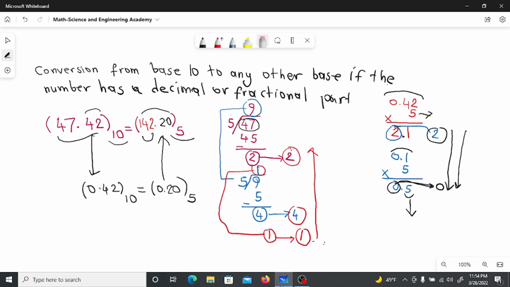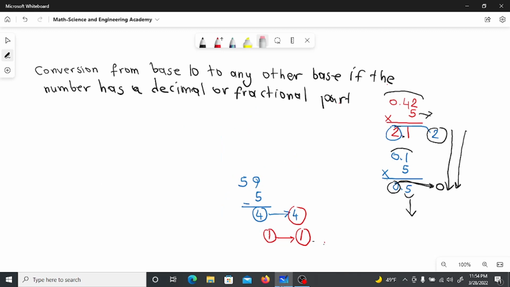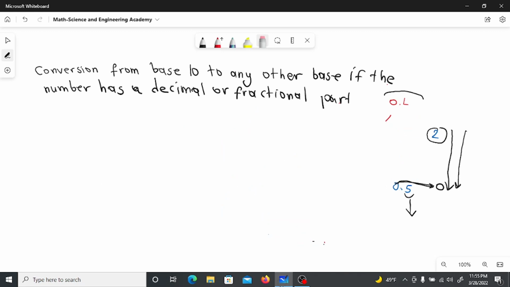Let's do one more. The new thing we added to our knowledge is the fraction part. The other part we already know how to do. Let's do one more.